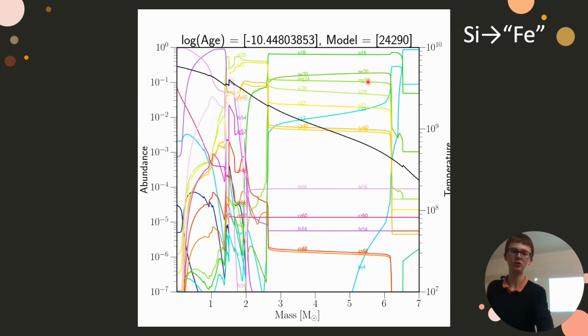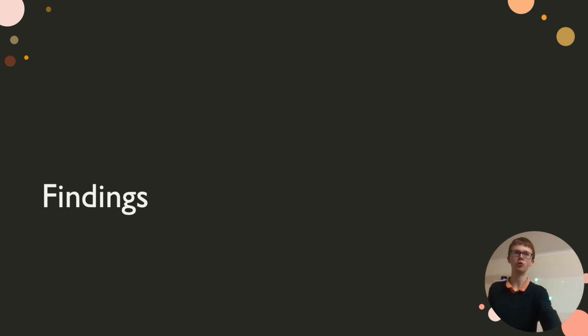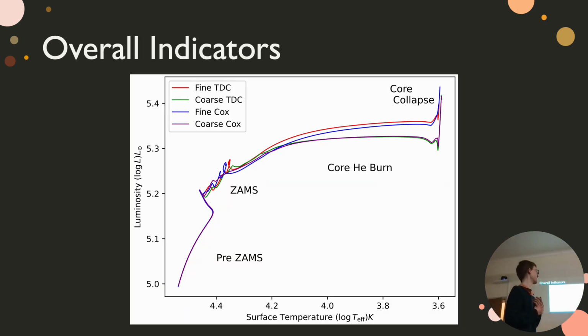Now I'll draw your attention here. 24,290 models. That wasn't the highest number of models I ran for a simulation. And then minus 10 of log age, so that is less than a year before core collapse. Okay, so I looked at all my pretty diagrams. I looked at even more pretty diagrams, I have to say, starting with this one. This is what I promised you.